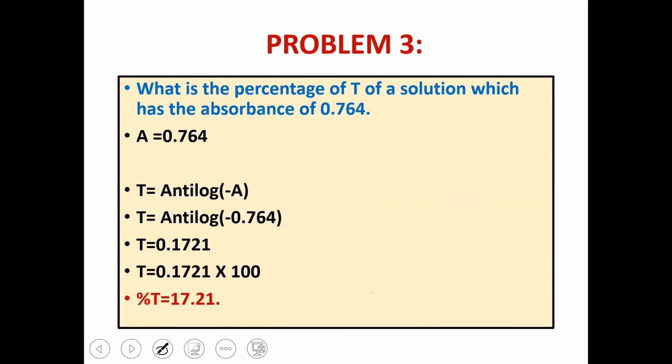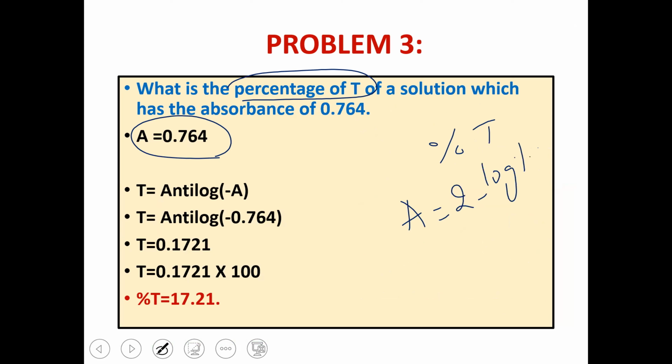The third one is to calculate percentage T, provided you are given the absorbance value. So the absorbance value is given, and you have to calculate percentage T. You know the formula A is equal to 2 minus log percentage T, right? So let us make use of that formula. And we hope another formula can also be used here simply, because the percentage T of a solution is asked to be found, and you can make use of this formula.